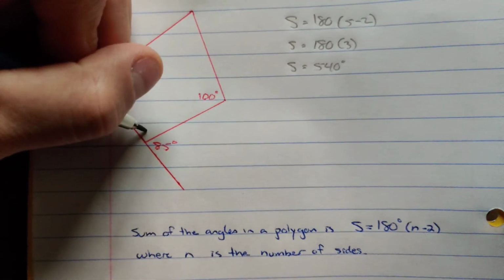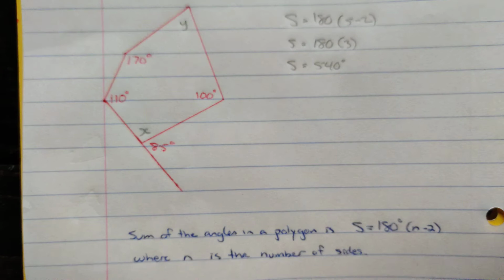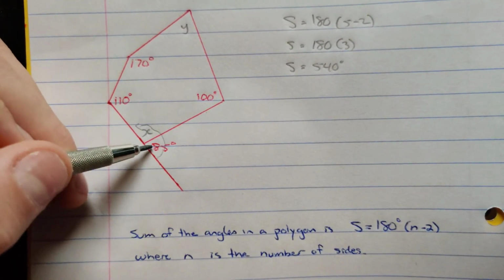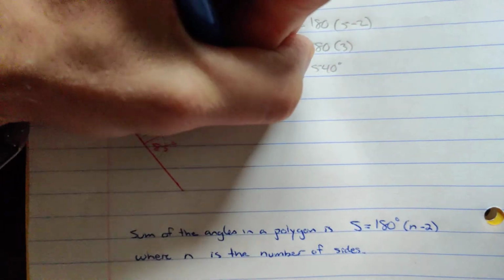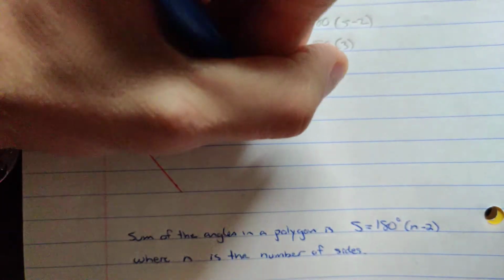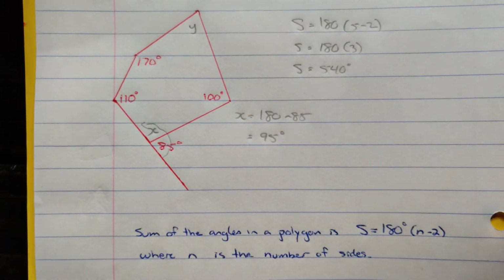I'm going to just give an X and a Y to label these. So to find X, that's easy. This is a straight line. 180 minus 85. So X equals 180 minus 85, which equals 95 degrees. So X is 95 degrees.